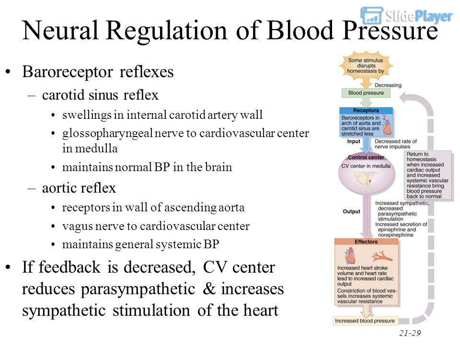Baroreceptor reflexes. Carotid sinus reflex: swellings in the internal carotid artery wall send signals via the glossopharyngeal nerve to the cardiovascular center in the medulla. It maintains normal BP in the brain. Aortic reflex: receptors in the wall of the ascending aorta send signals via the vagus nerve to the cardiovascular center. It maintains general systemic BP. If feedback is decreased, the CV center reduces parasympathetic and increases sympathetic stimulation of the heart.